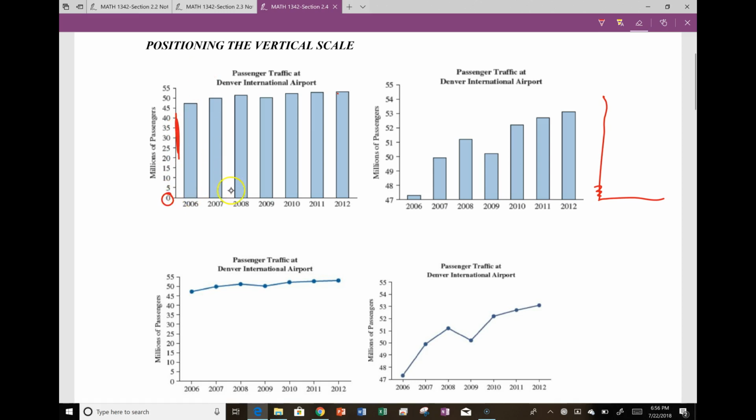So it's showing you that all of this is still the number of passengers. Because right here it looks like 2006 had very few passengers. Well, in all honesty, they probably had about 47.2 million passengers. That's still quite a few, and they're not showing up on this graph.